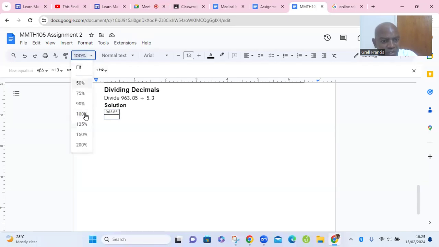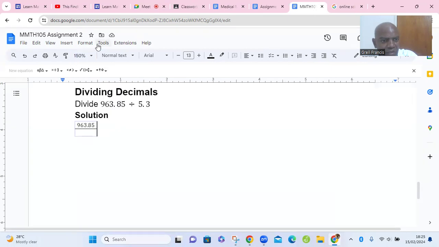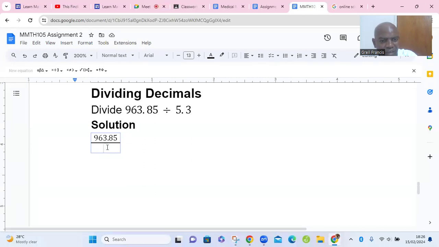Let me just increase the resolution, the zoom, a little bit. And the 5.3 is the divisor, it will come in the denominator. So 963.85 divided by 5.3. Now what we're going to do, we're going to multiply both the numerator and the denominator by 10, 1 and a 0. The reason for this is to shift the decimal point. We want to make the denominator a whole number.